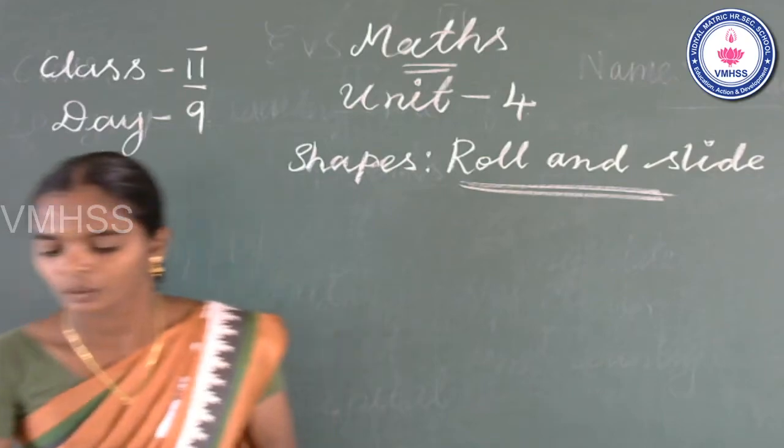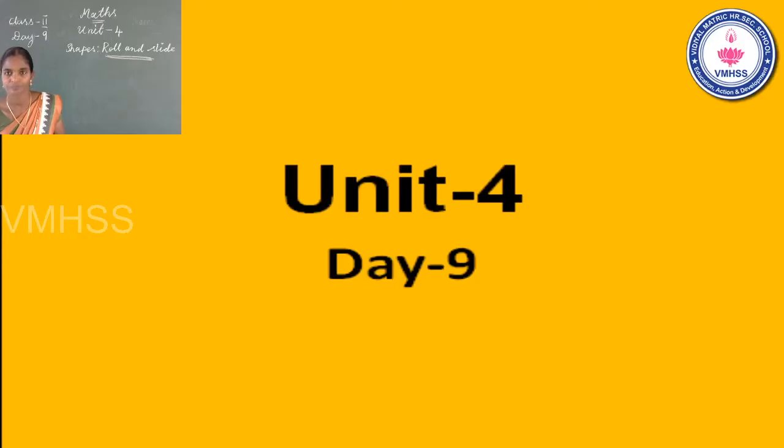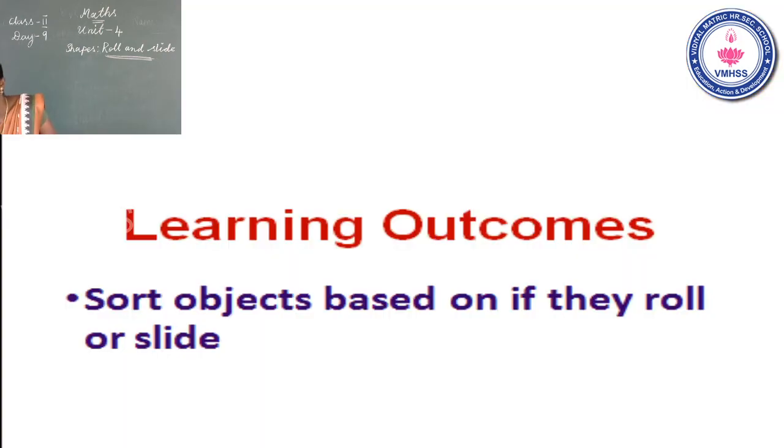Children, look at the slide, all of you. Today, Unit 4, Day 9. Children, see the next slide. Today's learning outcome: sort objects based on whether they roll or slide.